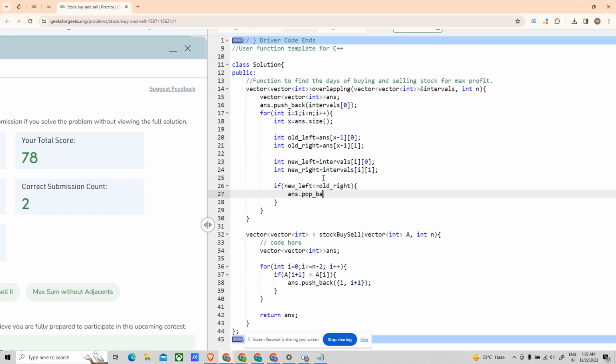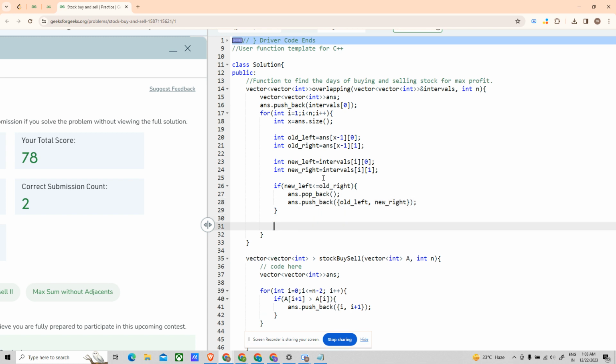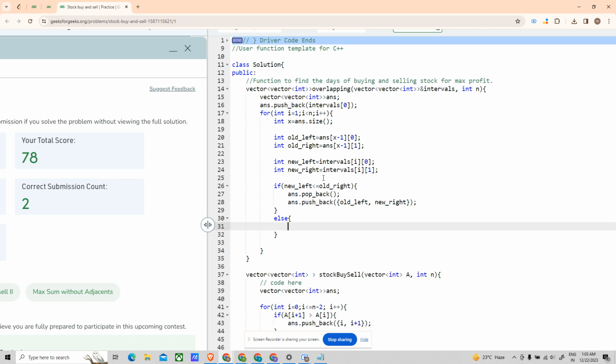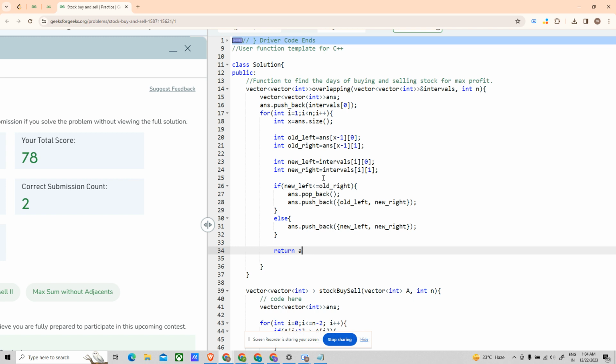Answer dot pop back. After that, answer dot push back old left with new right. Else, if it is not an overlapping interval, just push back the new left, new right. So answer dot push back new left, new right, and then return after the loop ends.